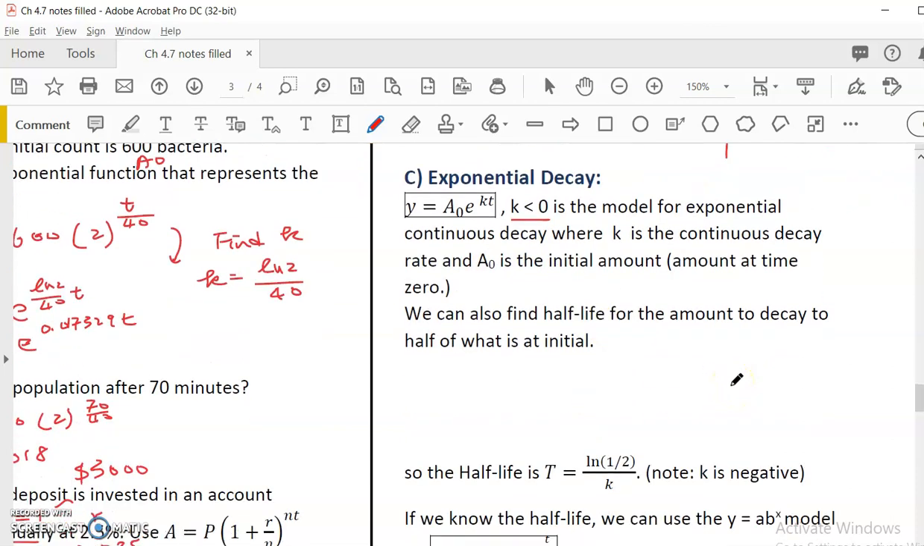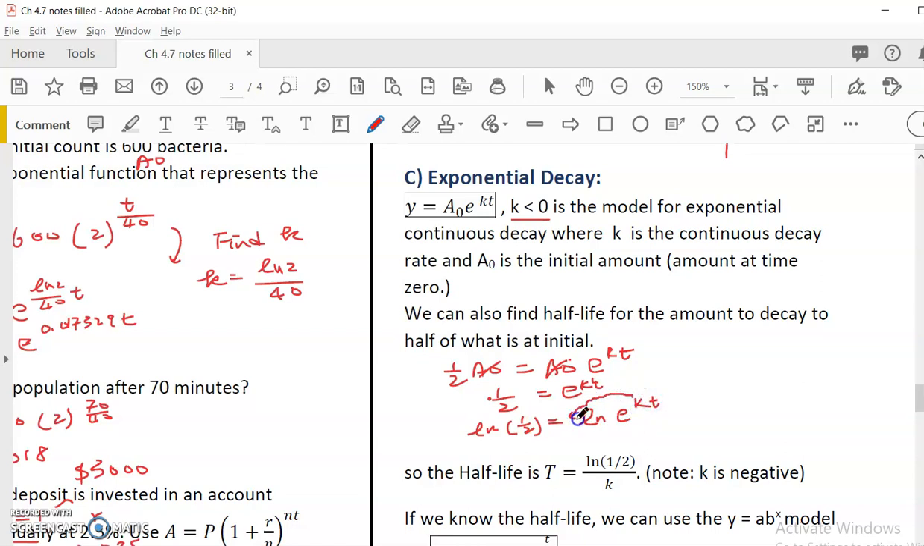Again, we also can find half-life using this. You would say half of A0, because it's decreasing, right? So after some period, it would become half of it: A0 e to the kt. So we cancel A0 by dividing on both sides. That means 1/2 equals e to the kt. To solve for this t, this is the half time, we do the same thing: ln 1/2 equals ln e to the kt.